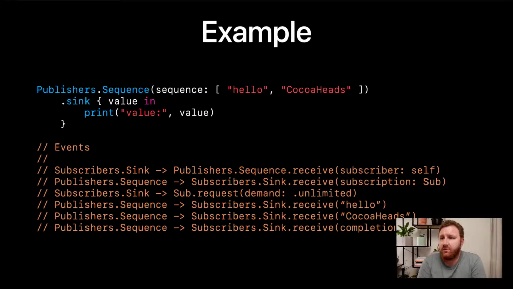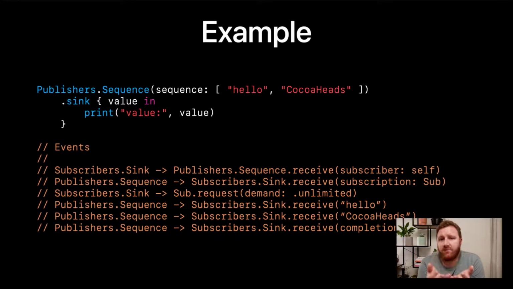So a really quick example of what's actually going on under the hood here. If you had a publisher of a sequence, in which case we're passing an array of 2 string values, hello and CocoaHeads, and then we subscribe to that with the sync subscriber, this is what would actually happen under the hood. The sync would send to the sequence, sequence being a publisher, calls the receive subscriber, passes itself in. The sequence then initializes whatever it's using as a subscription type, and it will pass that back to the subscriber, the sync, using the receive subscription.